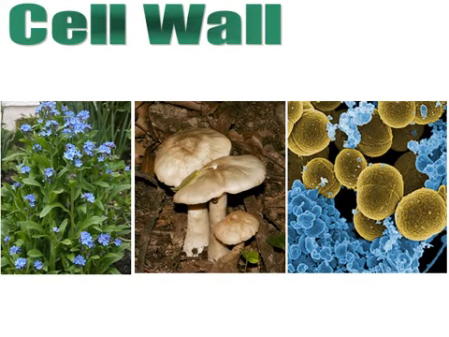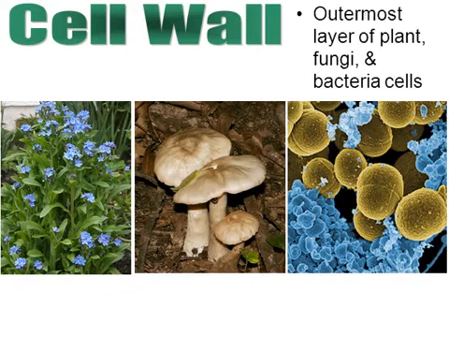So the next part I want to mention is the cell wall. This is the outermost layer of plants, fungus, and bacteria cells. So from left to right, we have plants, fungi, and bacteria. Notice animals, like humans, do not have a cell wall.